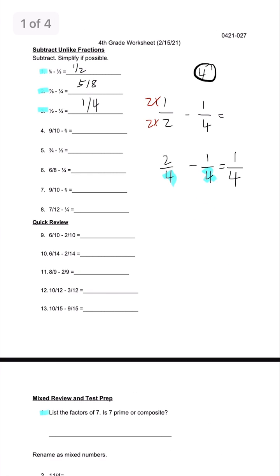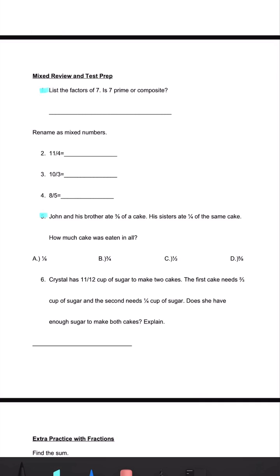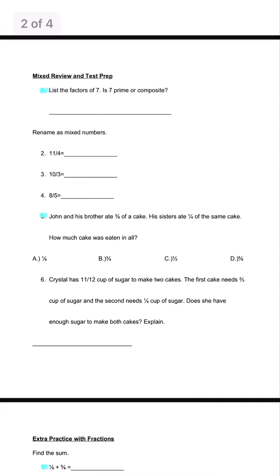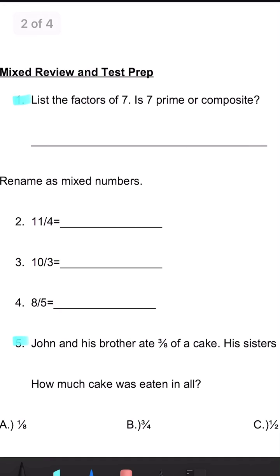Okay, let's move on to the next page. We'll be doing mixed review and test prep. So taking a look at number 1, it says, list the factors of 7. Is 7 prime or composite? So first, let's go ahead and list the factors of 7. We know that 7 can be made by 1 times 7, and those are the only factors.